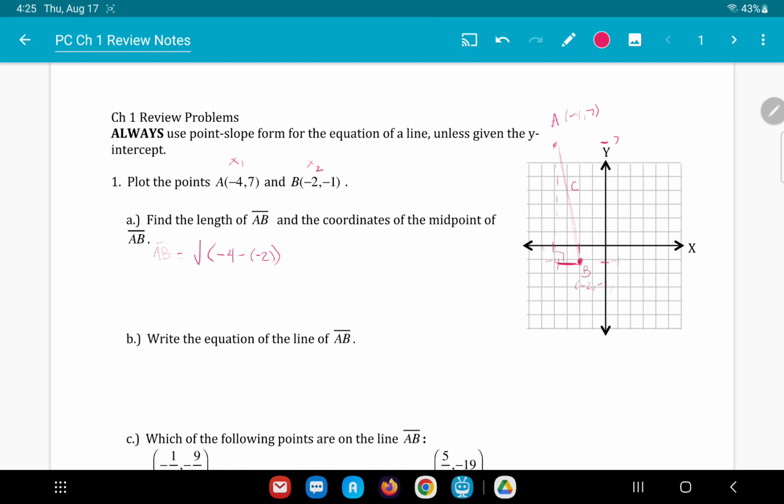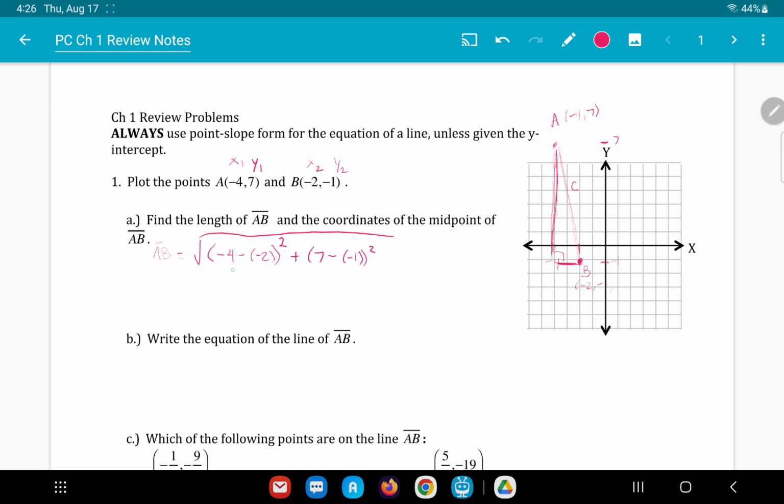And then we're going to square it as part of the Pythagorean theorem. And then we're going to find the distance between the y's. The distance between the y's is 7 is y1 and -1 is y2. So plus 7 minus -1 squared. And we're going to square root all that. That'll give us the hypotenuse of our right triangle, basically. Okay, so let's go ahead and solve that.